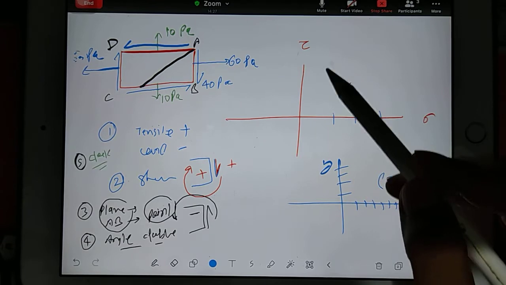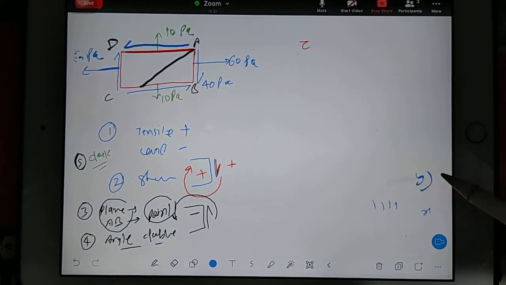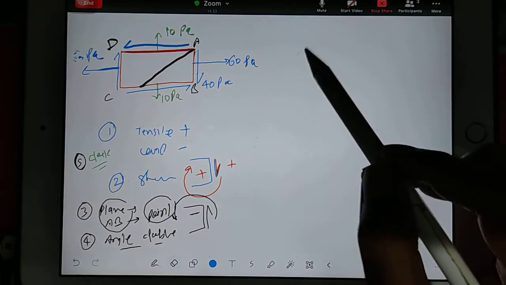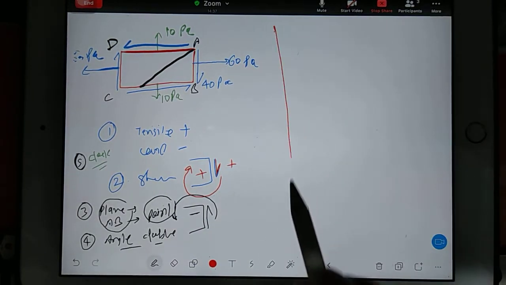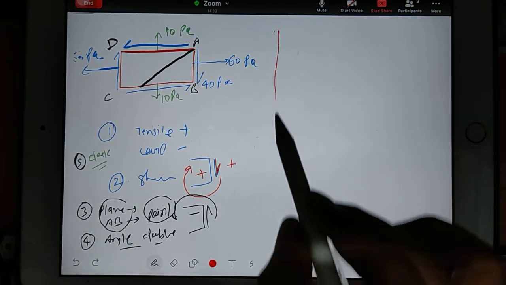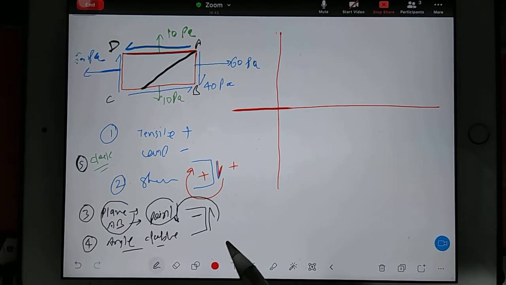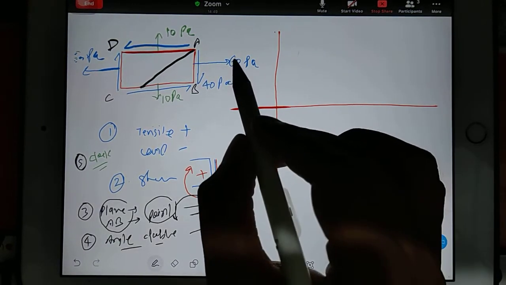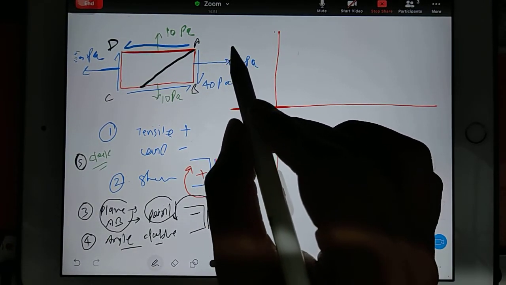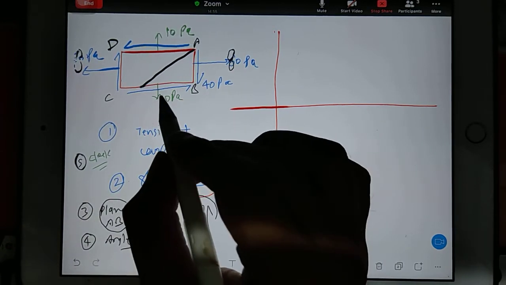I will erase this. See, let's draw this thing. Okay, now suppose, it's better if this 60 you keep 80 and this 10 you keep 40.